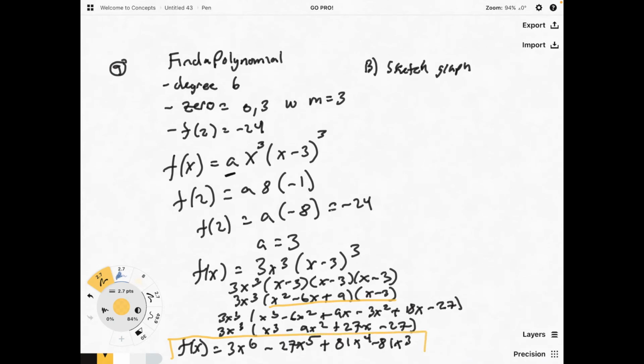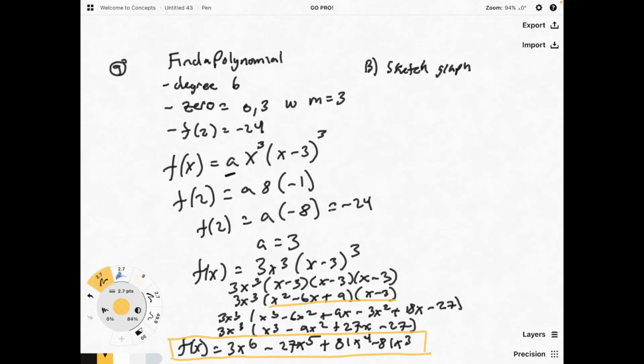That satisfies a degree of 6, zeros at 0 and 3, each of them having a multiplicity of 3, and when x has a value of 2, f of x comes out to negative 24. And this function, f of x equals 3x to the 6th minus 27x to the 5th plus 81x to the 4th minus 81x cubed, is the polynomial that satisfies all of that.